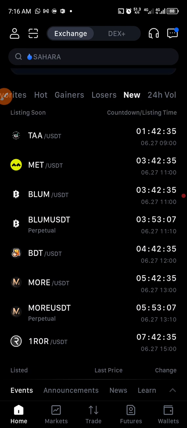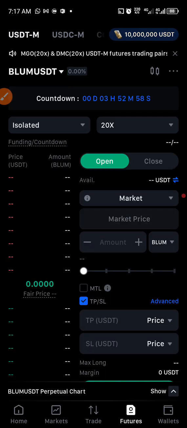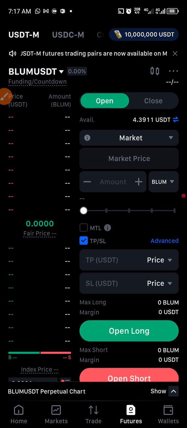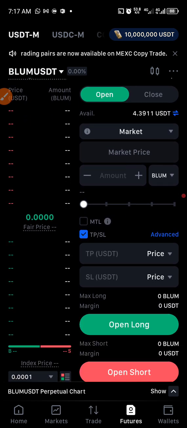So for instance, this is Blum. You can decide to set your order and be waiting till when it will be listed. Just click on open. The trading has not started, so you have to just wait till the trading starts. Then you can decide to trade.